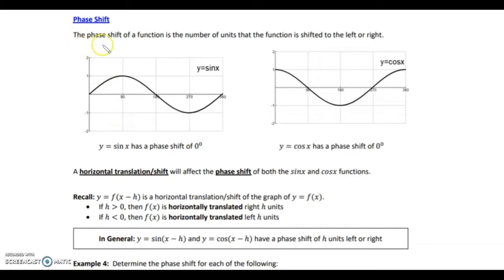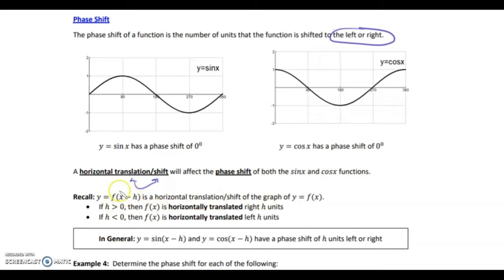So, phase shift. The phase shift of a function is the number of units that the function is shifted to the left or right. In the original, because it's the parent function, there is a phase shift of 0. We consider sine x and cos x to be the parent functions. Now, a horizontal translation or a shift, these words mean the same, will affect the phase shift of both sine and cos functions.